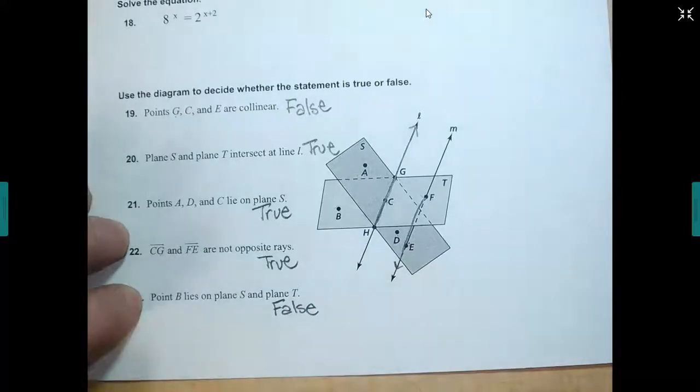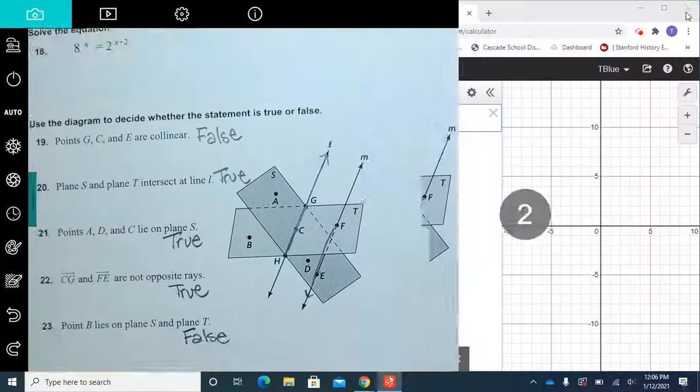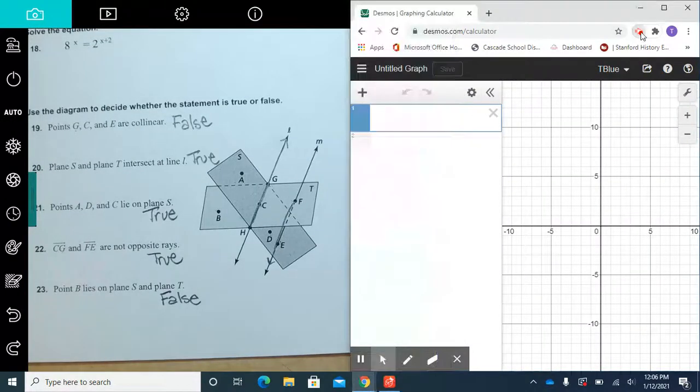All right, make sure you take pictures of all your corrections. Hand those in to me. And nice work with your Algebra 1.